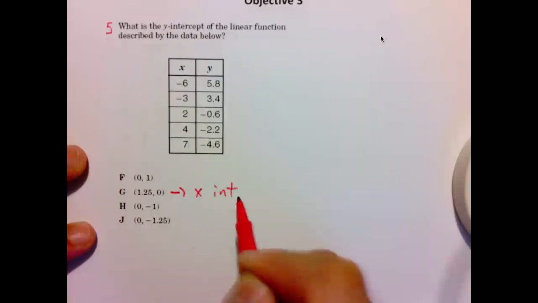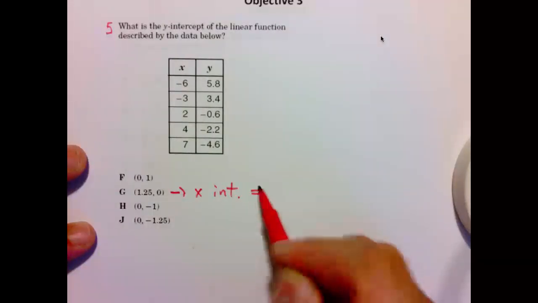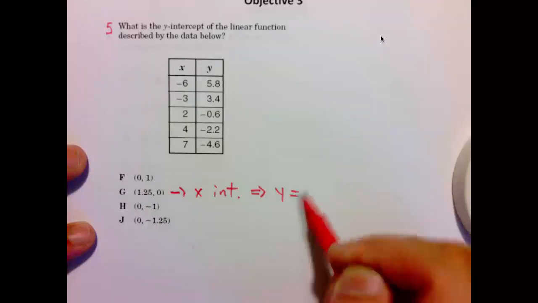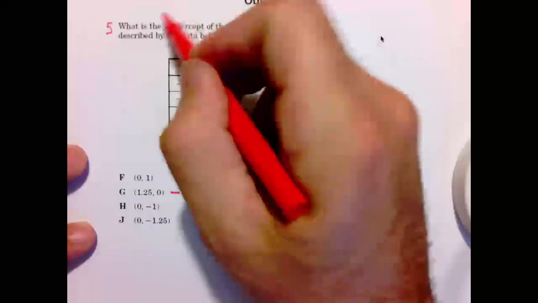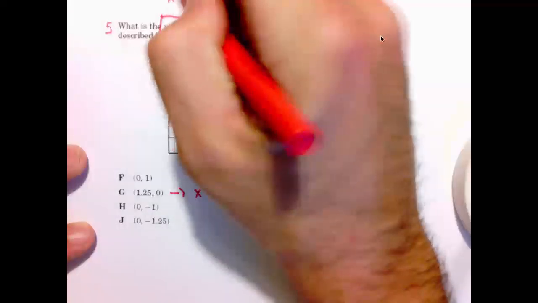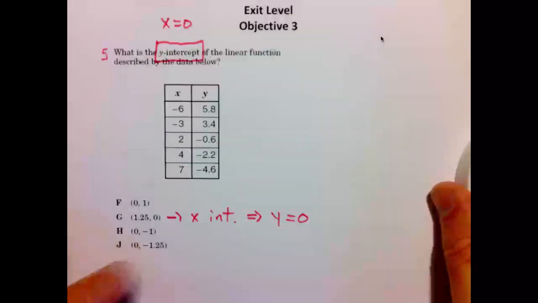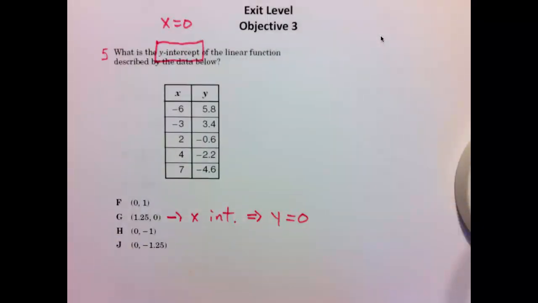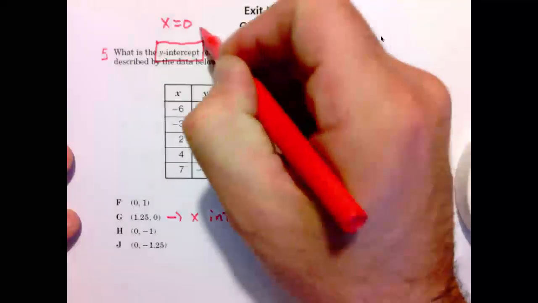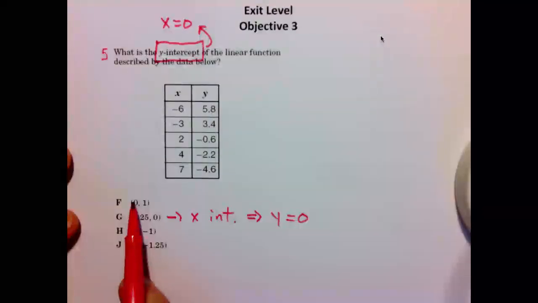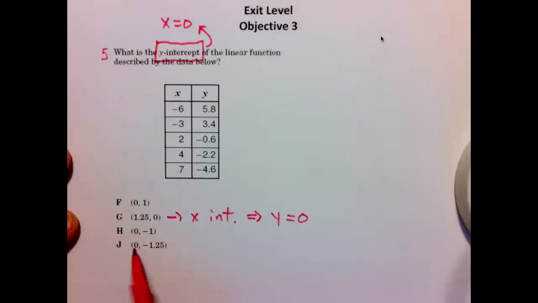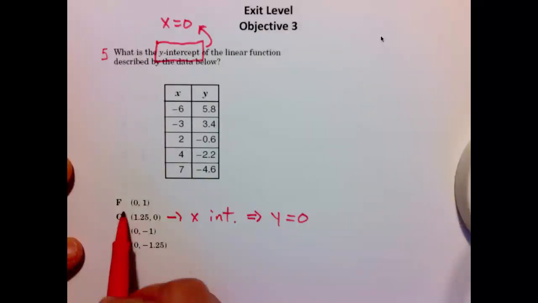I know it's an x-intercept because y is equal to 0. At the y-intercept, x will always be 0 because at the y-intercept, we have made no left or right movement. We know at the y-intercept x must be 0, so it must be either F, H, or J. Crossing off G.